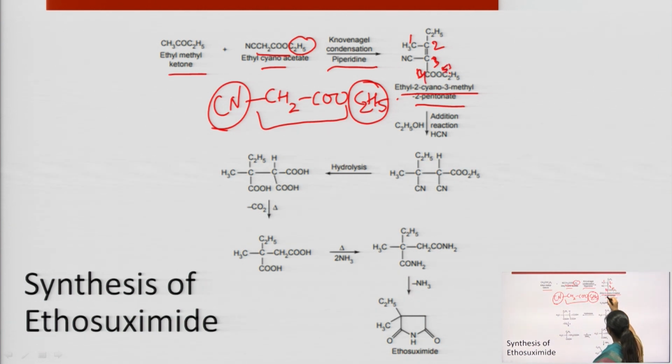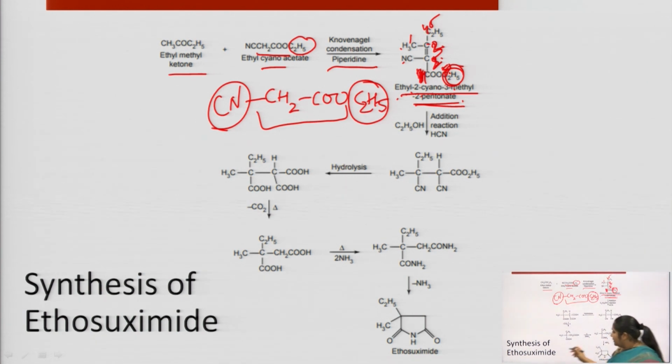So, what is happening here? This is ethyl, and 2-cyano, the second position is cyano. We have started the wrong one, 1, 2, 3, 4 and 5. This is ethyl, 2-cyano; at the 2 position there is a cyano, at the 3 position there is a methyl, and 2-pentenoate, because at the 2 position there is a double bond.